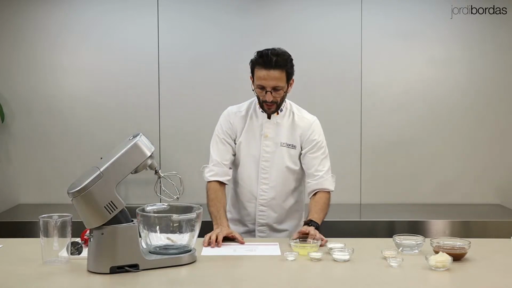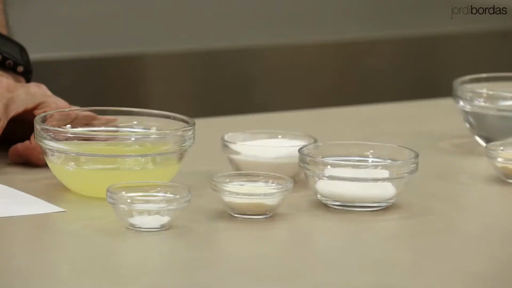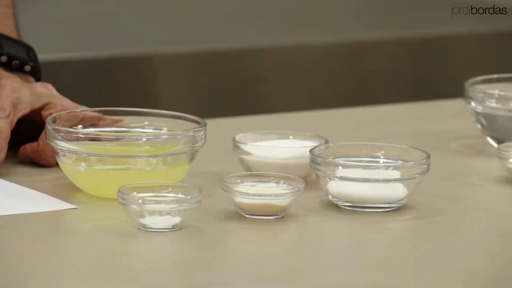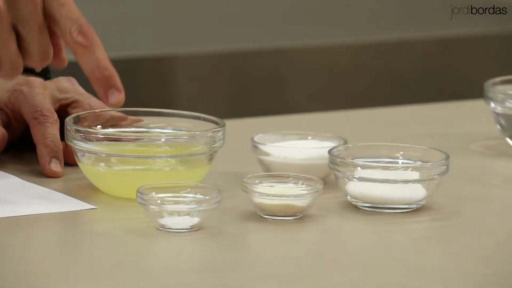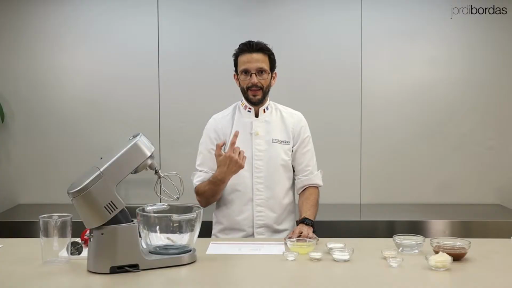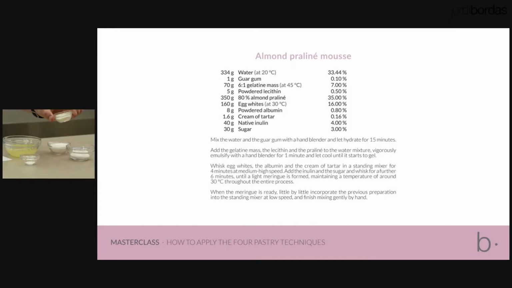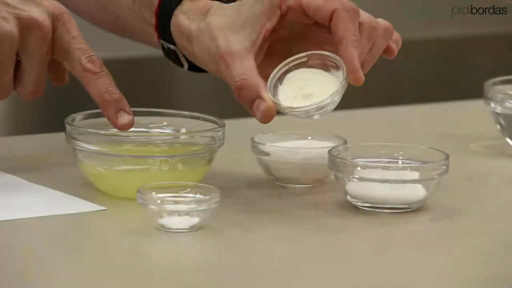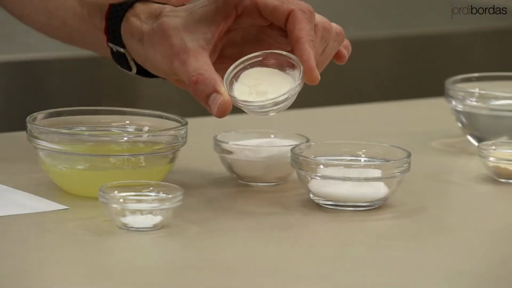Then we have egg whites. Egg whites are the ingredient that is going to give us the capacity to introduce air inside the recipe, because here we have egg proteins, and these proteins are going to work in that direction, the aeration process. And then we have albumin in powder. What is powdered albumin? Powdered albumin is just the proteins that we have in the egg whites, where we extract the water and keep just the proteins.